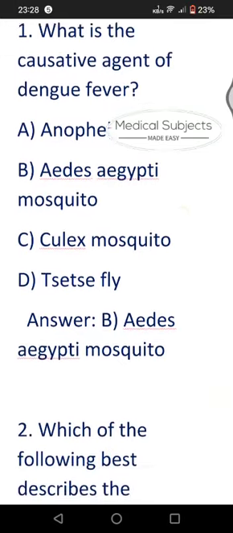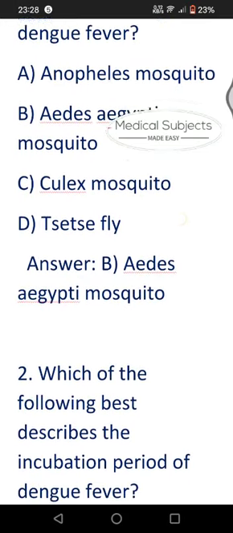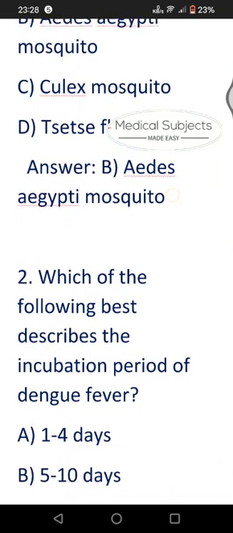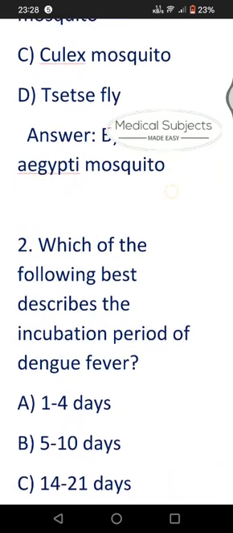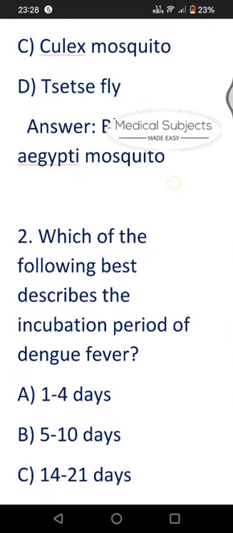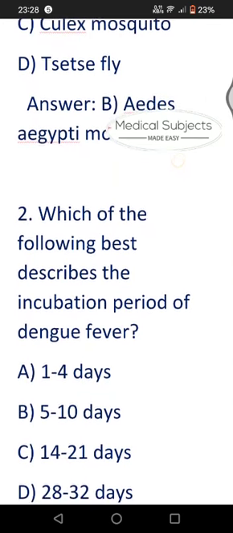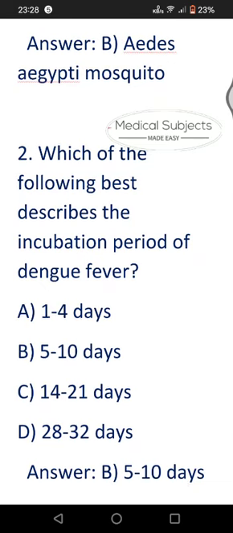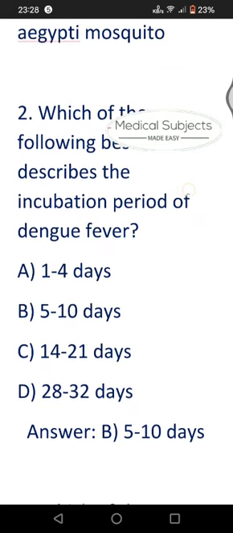Second, which of the following best describes the incubation period of dengue fever? It is A. 1 to 4 days, B. 5 to 10 days, C. 14 to 21 days, D. 28 to 34 days. So the correct answer is 5 to 10 days.